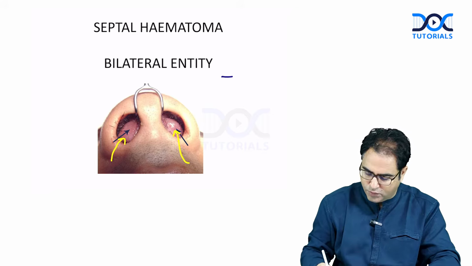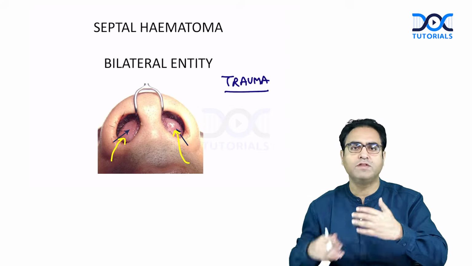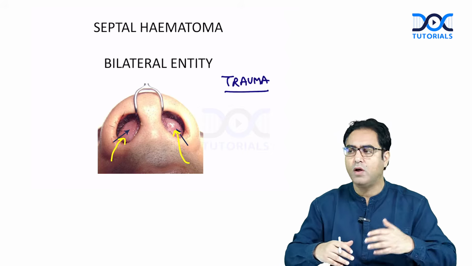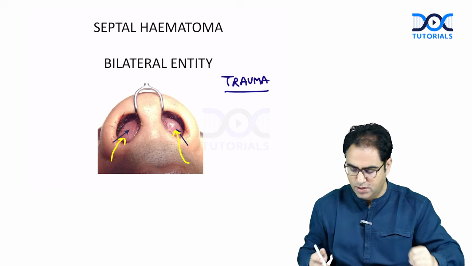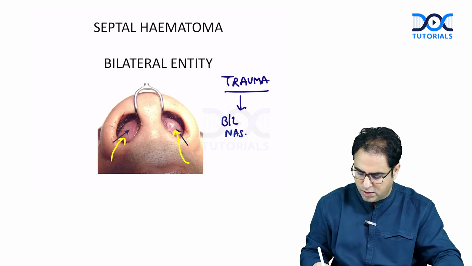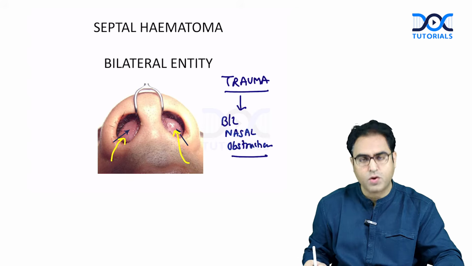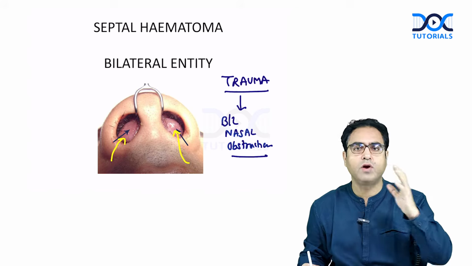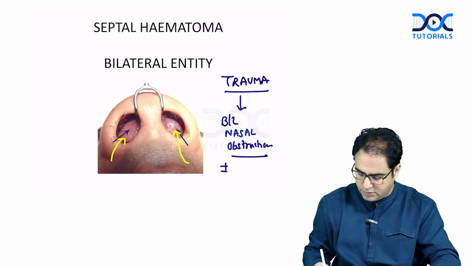So the MCQ is very beautiful. Trauma to the nose. They may say the child was cycling in the garden, he fell down, or they were playing cricket and somebody hit the nose with the cricket bat. Trauma causing bilateral nasal obstruction is a clue for septal hematoma. Okay. Now, plus minus swelling can be there around the nose.